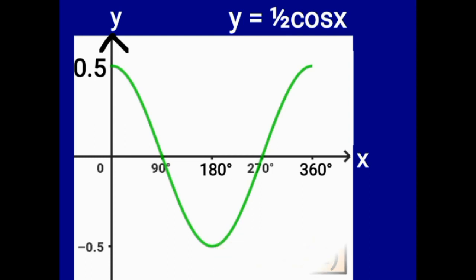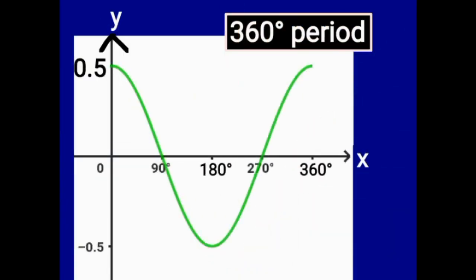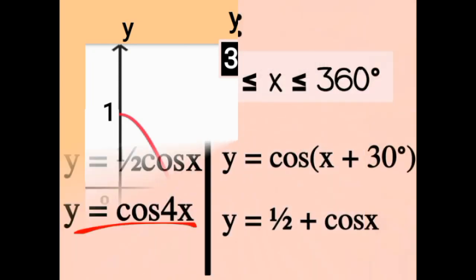The graph y equals 1/2 cos x still crosses the x-axis at 90 degrees and 270 degrees, just like the original y equals cos x graph. The graph y equals 1/2 cos x repeats itself every 360 degree period, just like the y equals cos x graph. Now, y equals cos 4x.